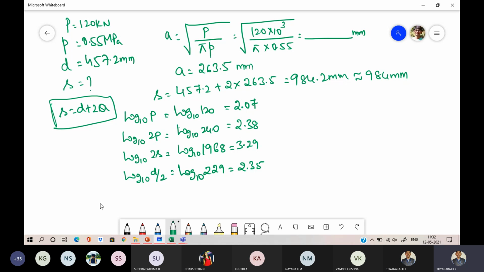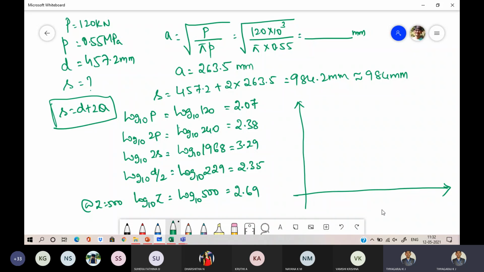500 mm. So at Z equal to 500 mm, log 10 Z is equal to log 10 500. Calculate the value. Log 500 is 2.69. Now plot the graph.